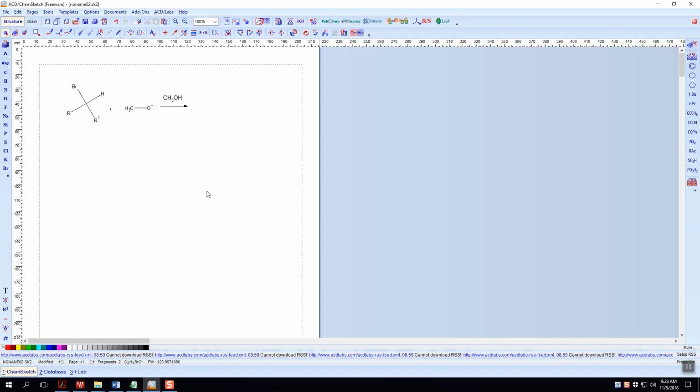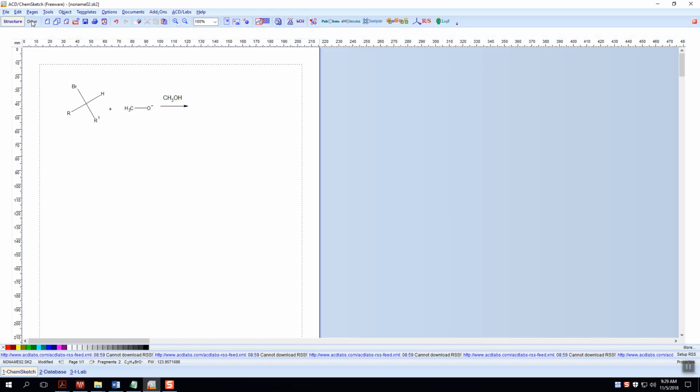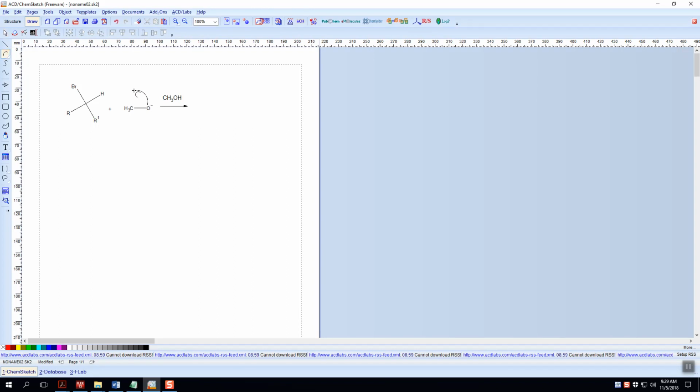Now I need to draw arrows. It turns out that drawing arrows on this software is not super easy. If I go to the draw function, I can draw a curved line like that, but drawing an arrow onto the end of it is a bit of a problem. So instead, I grab the arrow tool, and I just draw an arrow at the end of my curved line. Why didn't that work? Let's try again. So there we go. Now I have an arrow at the end of my curved line.